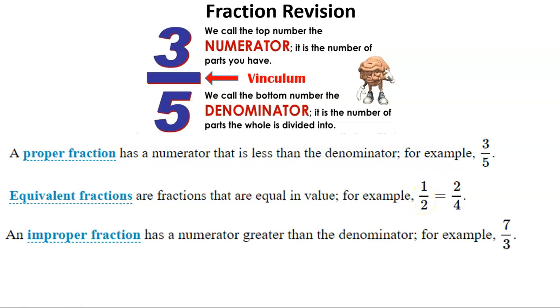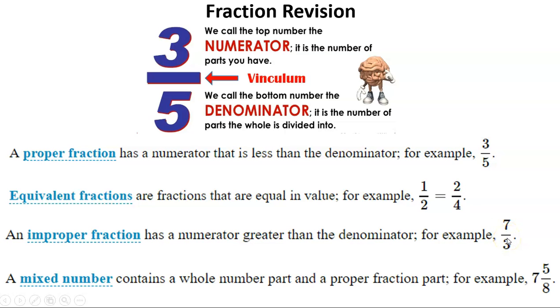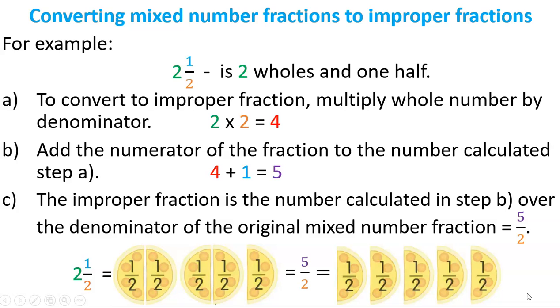An improper fraction has a numerator greater than the denominator. The example here I've got is 7/3. A mixed number contains a whole number and a proper fraction. So we've got 7 and 5/8. That's what we call a mixed number. We've covered this in our previous lessons, but it's a quick recap because we will be using it when we're adding fractions. So you've already hopefully copied this or printed this out and stuck it into your books.